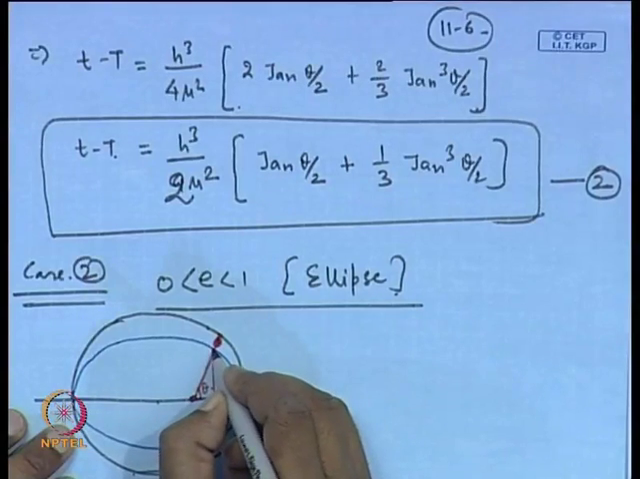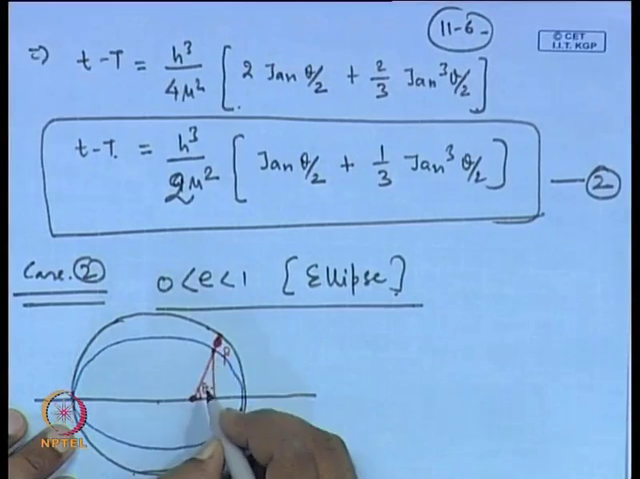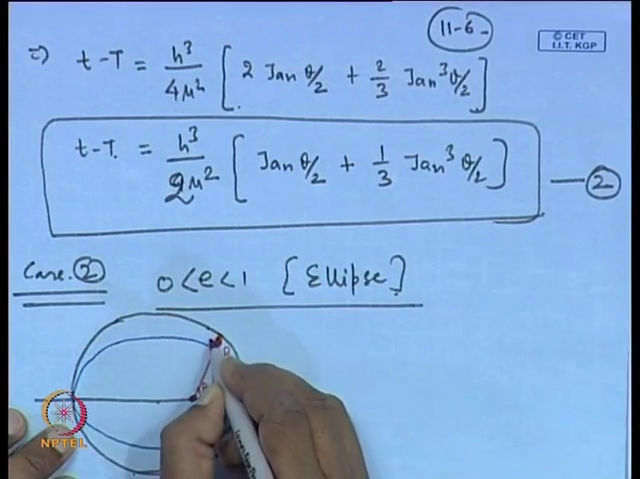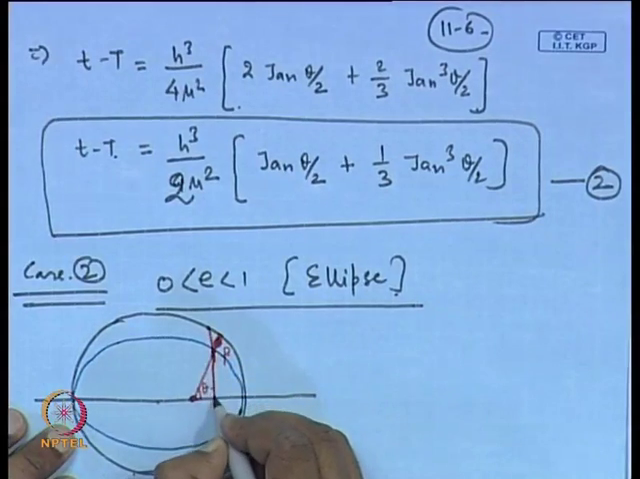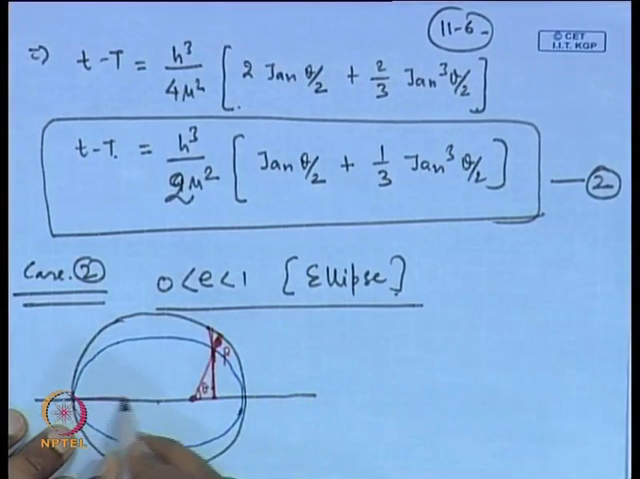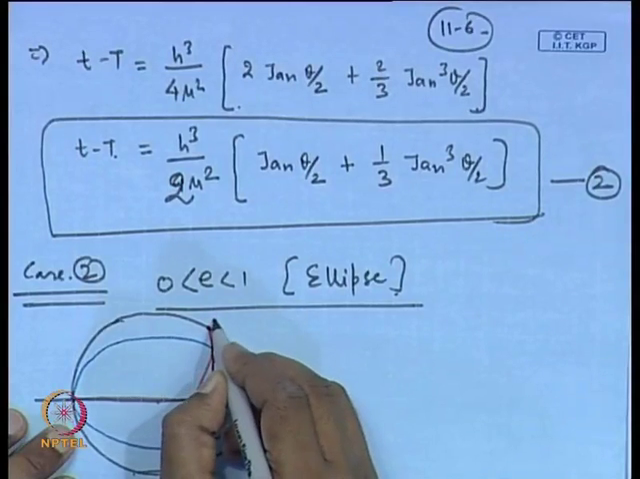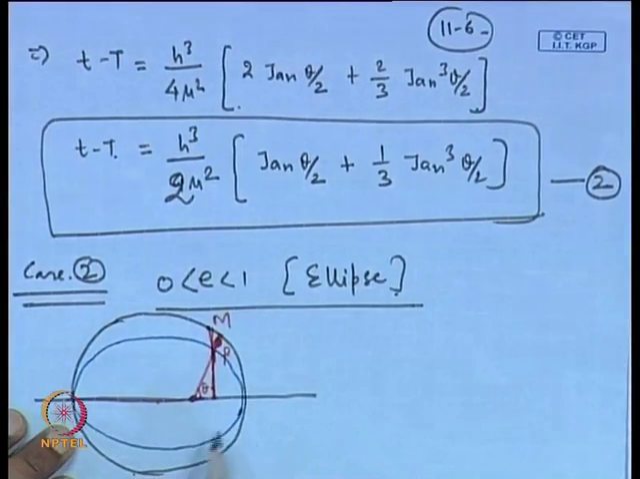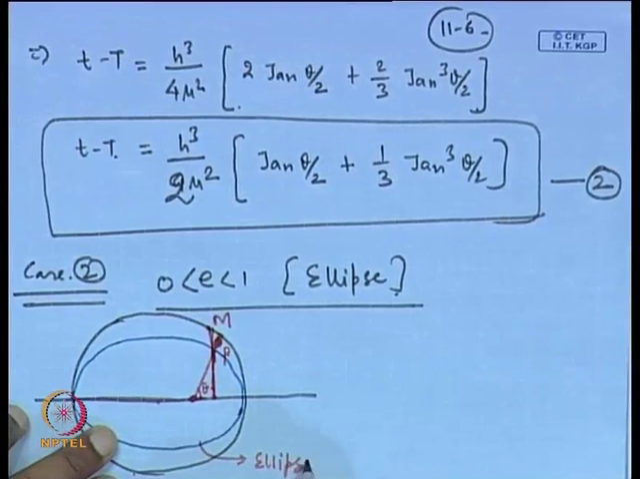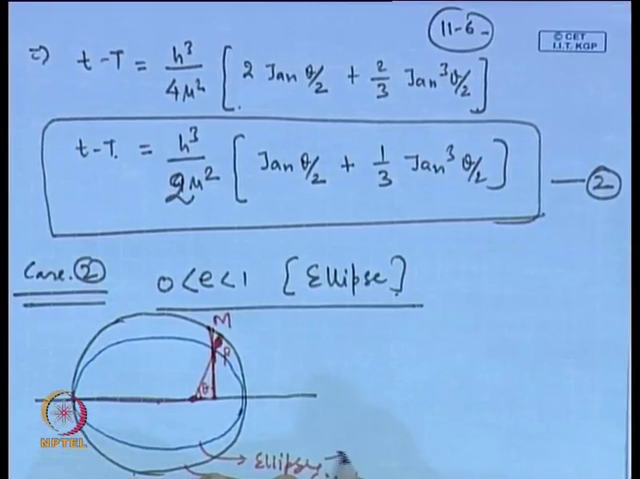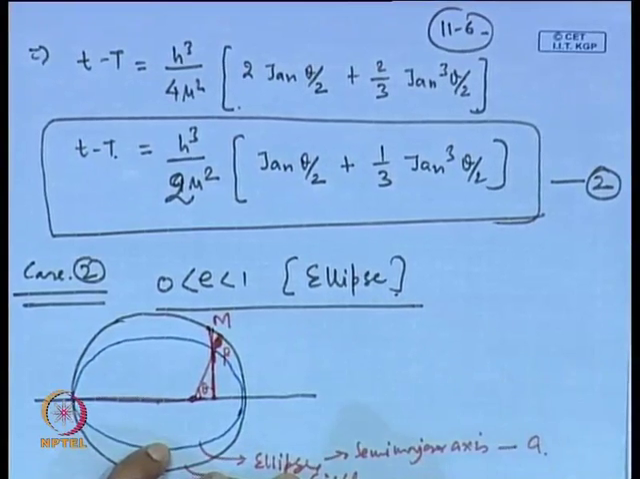This is theta. Suppose this is the point P, and we extend this line above. This is the line perpendicular to this axis. So, extend it and it meets this point here. The inner one is an ellipse, and this is a circle. The ellipse semi major axis is A and the circle radius is also A.